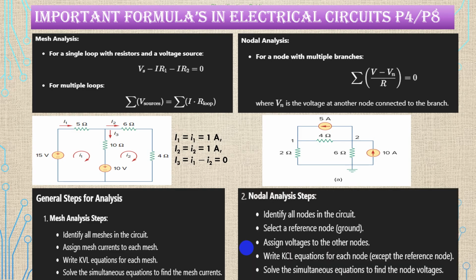Then what is node analysis? Identify the nodes in the circuit. In the circuit, what are the nodes? Assign voltages to the other nodes. Okay, assign V1, V2. Next, write the KCL equation for each node except the reference node. Leave the reference node and write Kirchhoff's current equations for each node. Solve the simultaneous equations to find the node voltages.